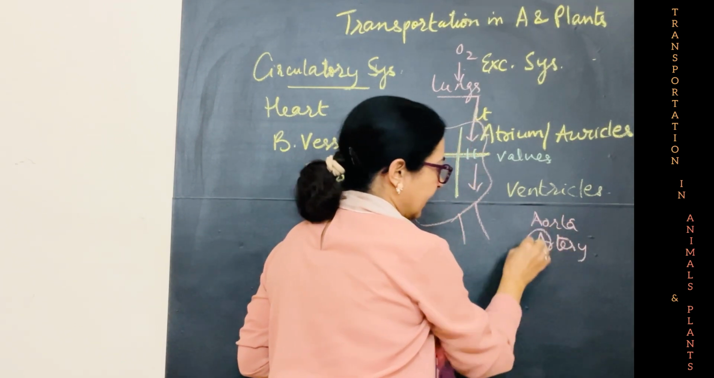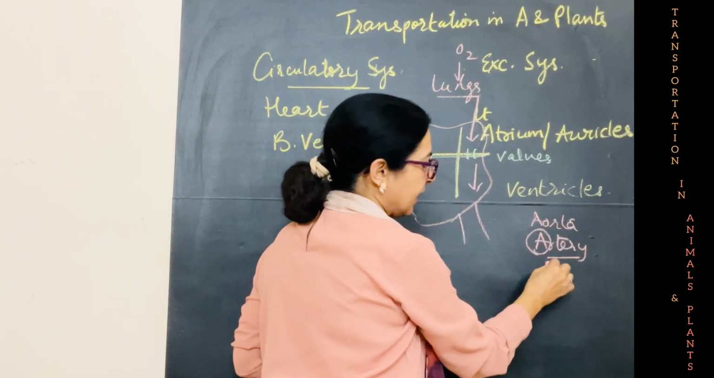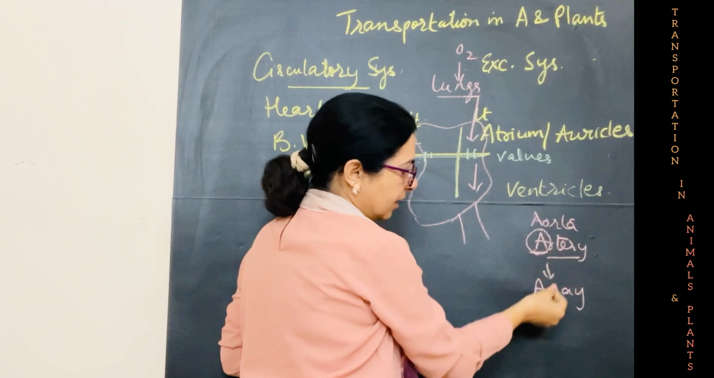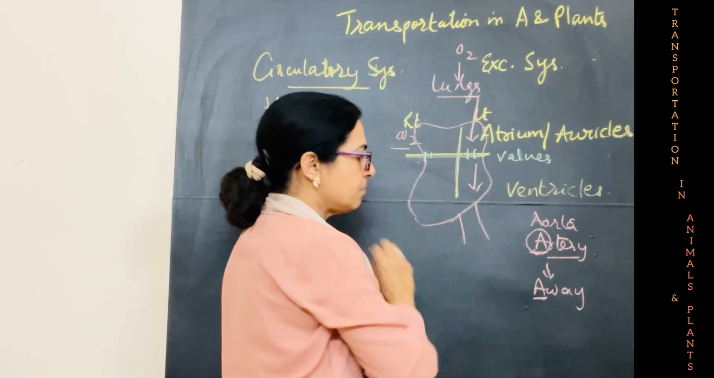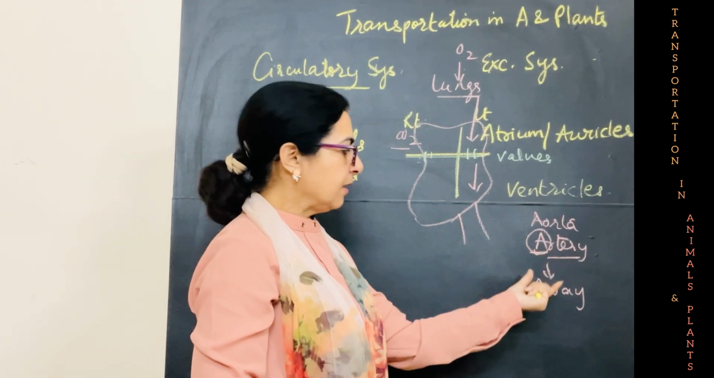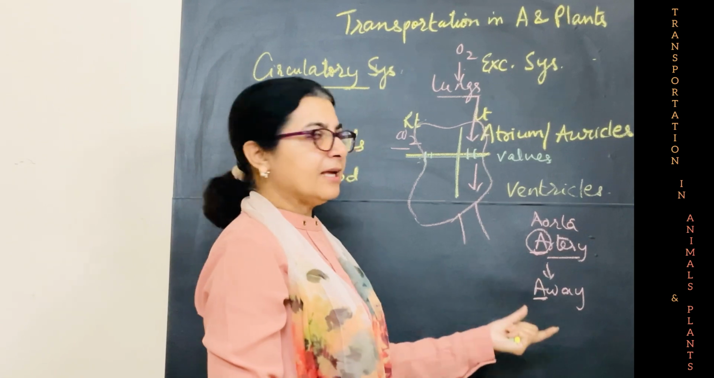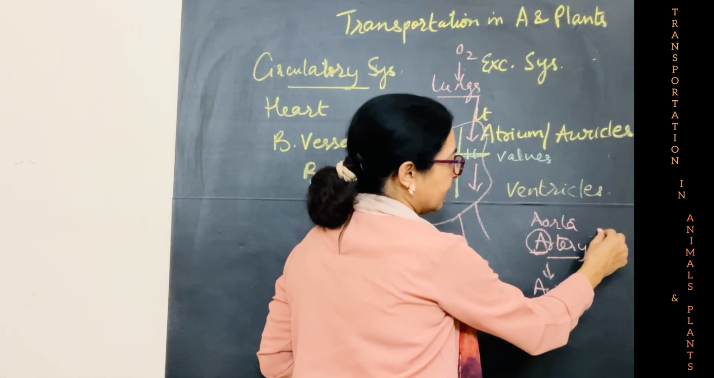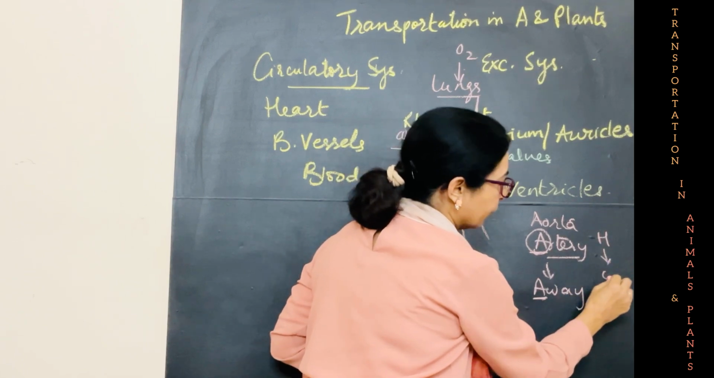So starting with A, remember that all the arteries are carrying blood away from the heart. Artery also starts with A, away also starts with A. So just remember one thing: all the arteries are taking blood away from the heart, and they are taking the blood to the different organs. So the work of arteries is taking blood from the heart to the organs.